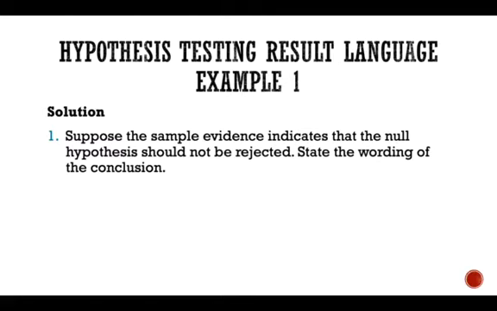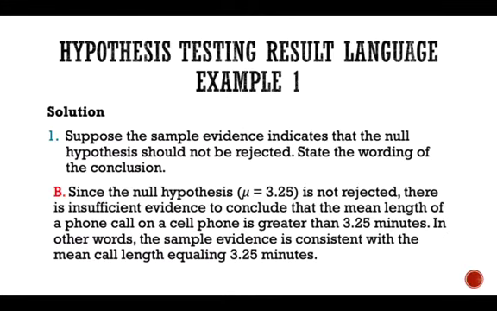Suppose the sample evidence indicates that the null hypothesis should not be rejected. Am I saying that the null is true, that it's exactly 3¼ minutes? No. What I am saying is that I don't have enough evidence to state that it's higher than 3¼ minutes. So, what would we say? In other words, the sample evidence is consistent with the phone call being approximately 3¼ minutes. There is insufficient evidence to conclude that the mean value is greater than 3¼ minutes.